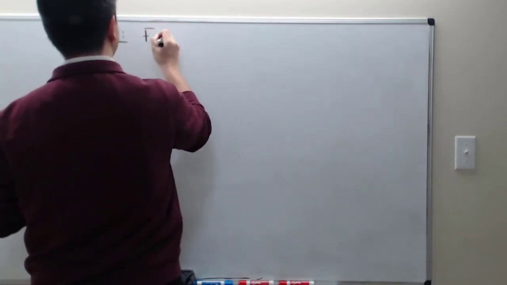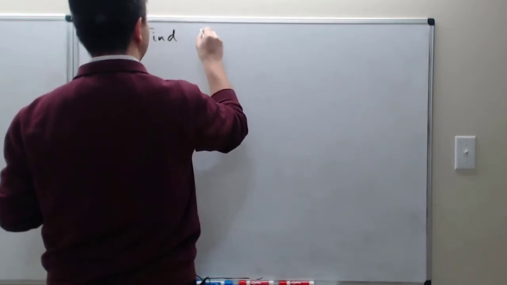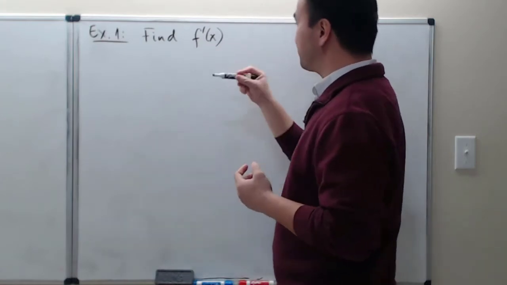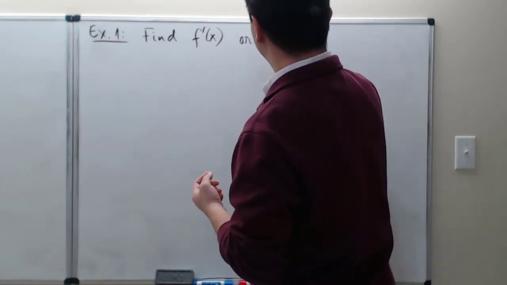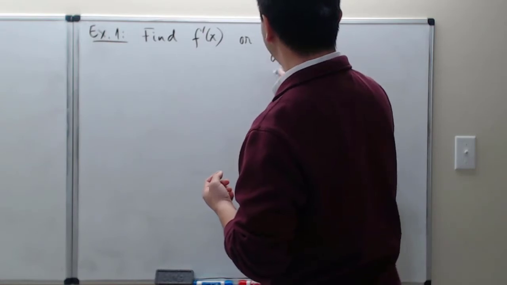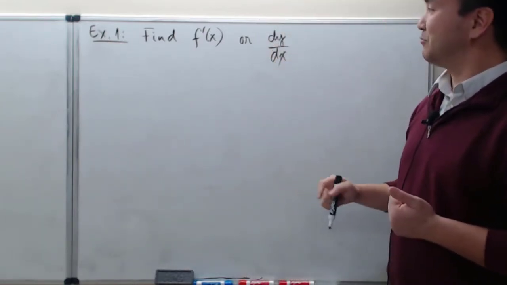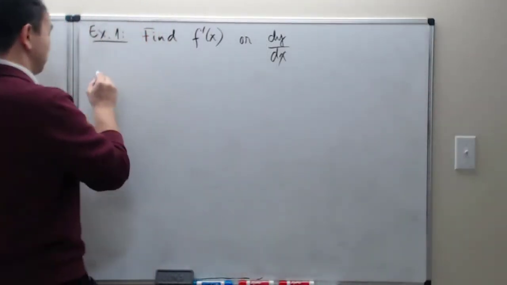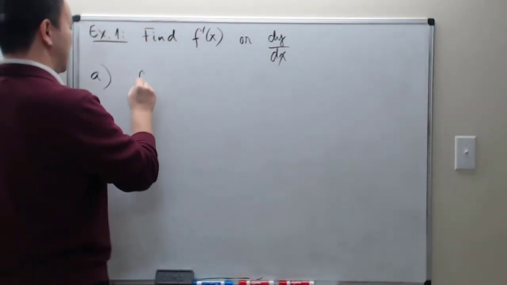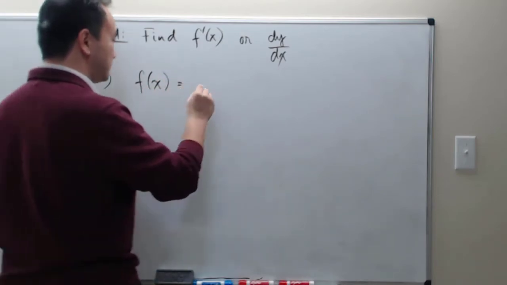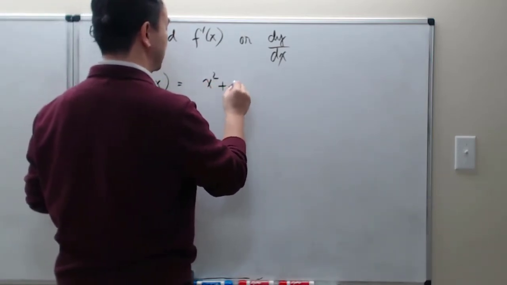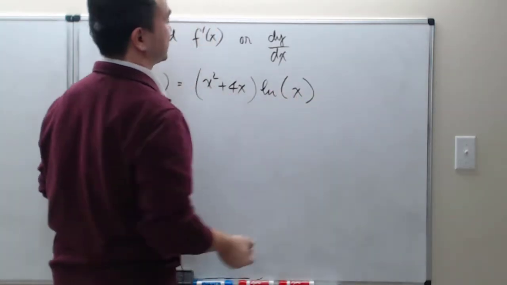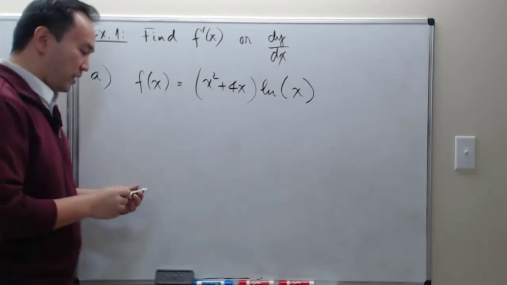All right, so we want to find the derivative. If the function was written in functional form, once again we use f prime, or if the function was originally written in equation form, we find dy dx. So find the derivative, either f prime or dy dx. Our first function here is given as x squared plus 4x, multiplied with natural log of x.